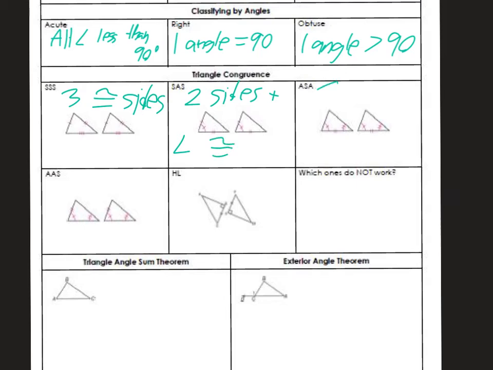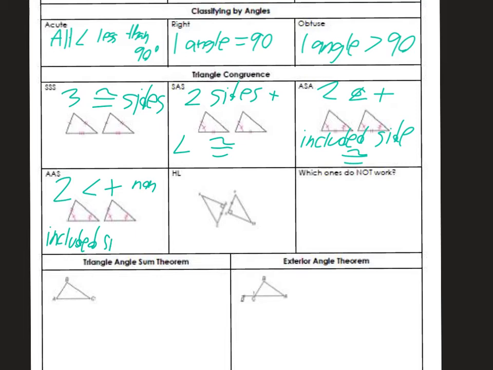Angle, side, angle: 2 angles plus the included side are congruent. Angle, angle, side: 2 angles plus a non-included side are congruent. Then hypotenuse, leg: the hypotenuse and a leg are congruent.